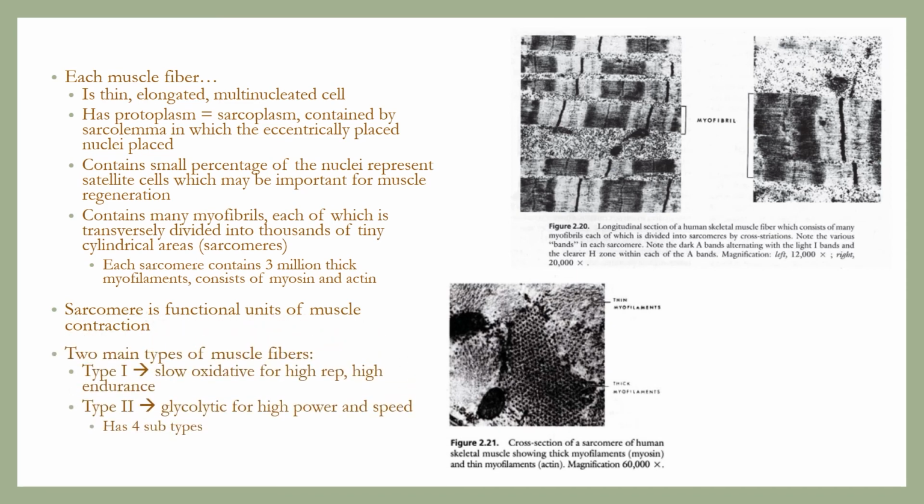There are two main types of muscle fibers. The type 1 is slow oxidative for high repetition, high endurance. The type 2 is glycolytic for high power and speed. It has 4 subtypes.